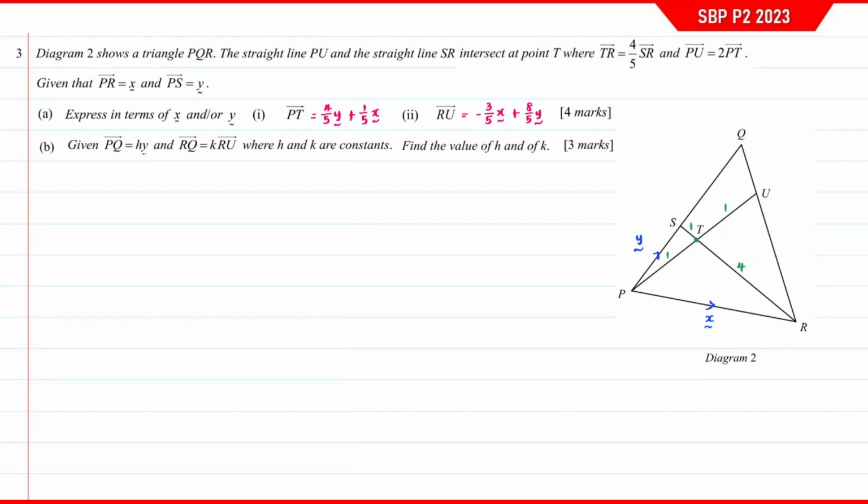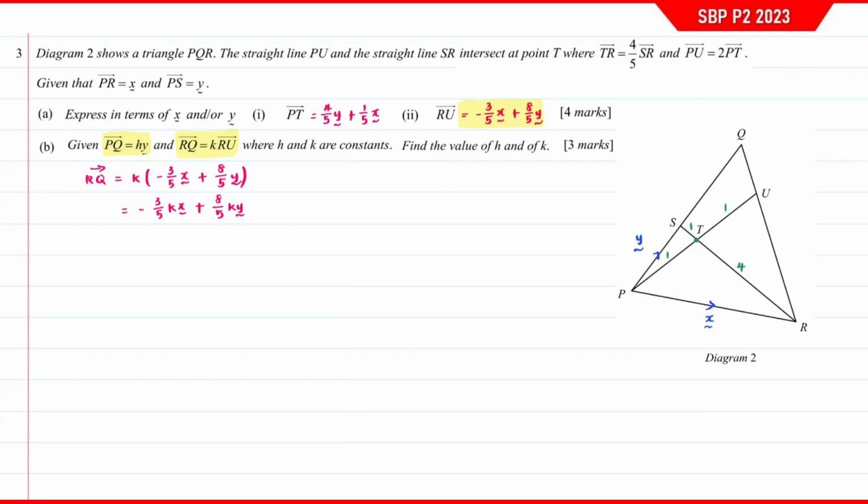Question B. Given PQ equal to HY and RQ equal to KRU, where H and K are constants, find the value of H and of K. Here we have been given the vector PQ, and for the vector RQ, we already know the vector RU from question A. So it's equal to K times negative 3 over 5X plus 8 over 5Y. Expand this, and we get negative 3 over 5KX plus 8 over 5KY.